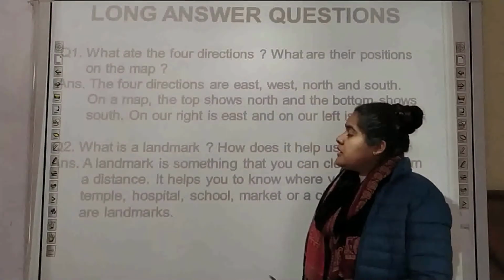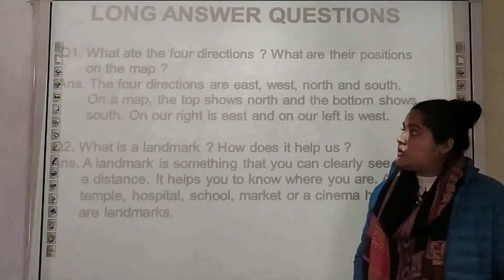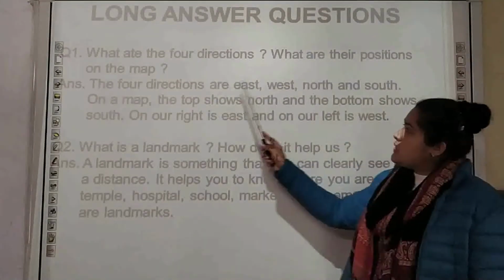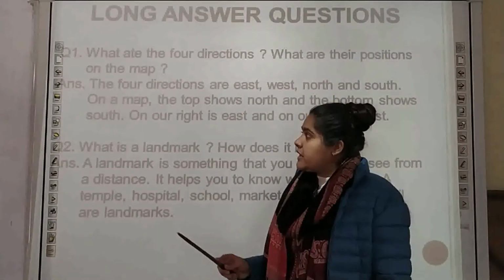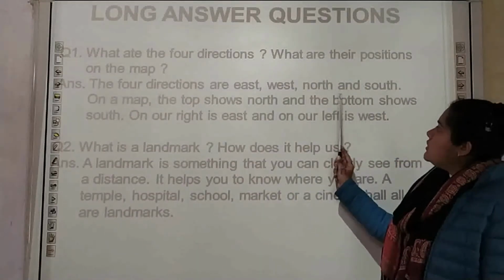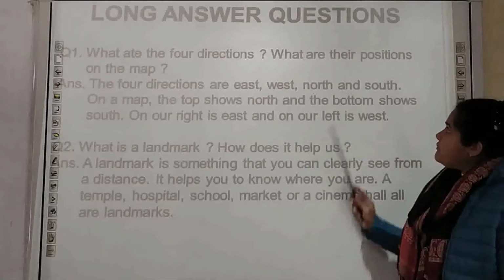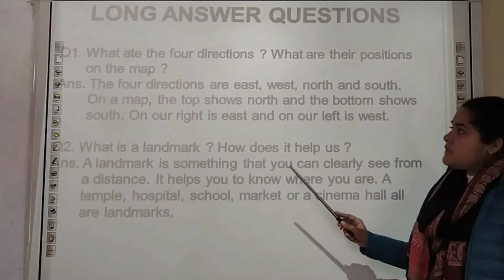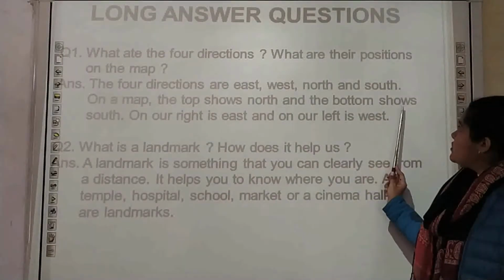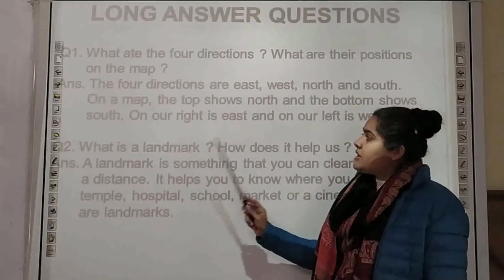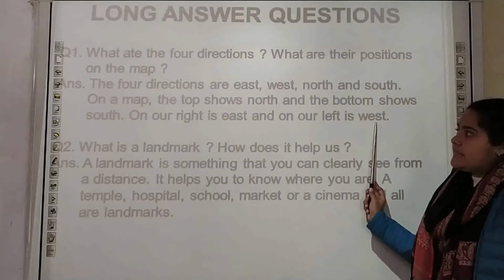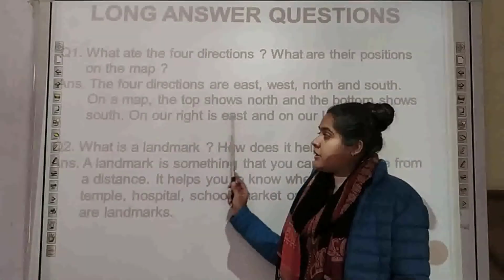The next is the long answer type of question. Here, what are the 4 directions and what are their positions on the map? You have to find out what the 4 directions are. As I've told you, there are 4 basic main directions, that is north, south, east and west. And how can you find out the position? On a map, the top shows the north, the bottom shows the south, towards our right hand side is east, and towards the left hand side it is the west direction. This question is very important, remember that.